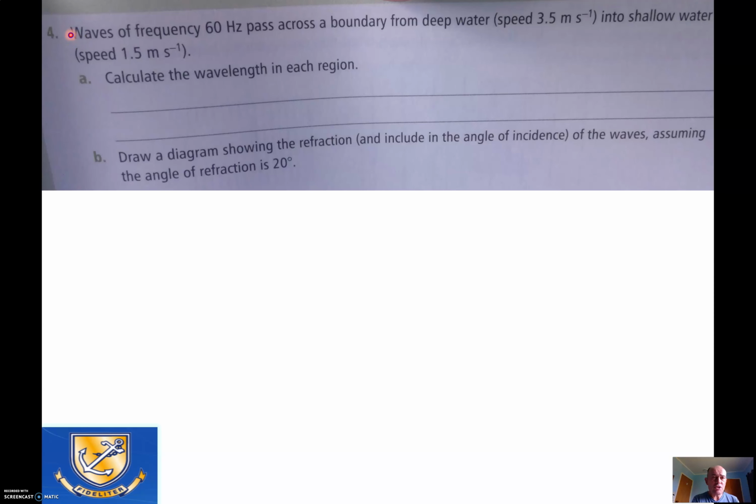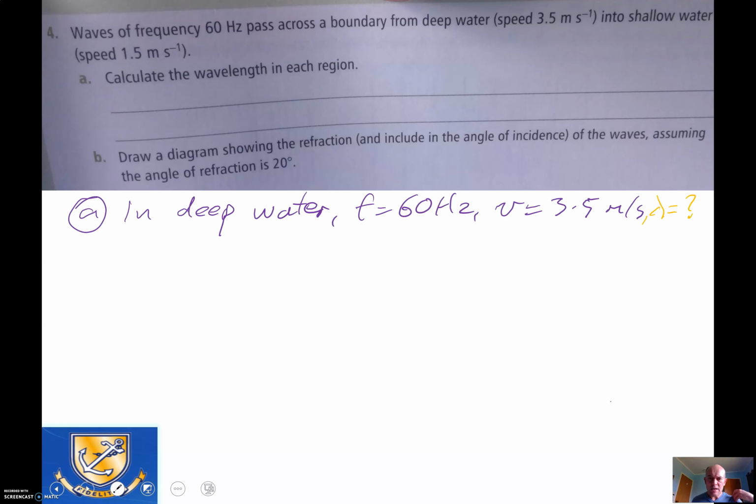So page 11, question 4, waves of frequency 60 Hertz pass from deep water, speed 3.5 meters per second, into shallow water, speed 1.5 meters per second. You need to calculate the wavelength in each region, and I'll do that first. In deep water, the frequency does not change. If the waves are coming in 60 waves a second, they'll keep coming at 60 waves a second. Where it goes fast, they'll spread out like cars on an open road, and where they go slow, they'll jam up. That's what changes the wavelength.